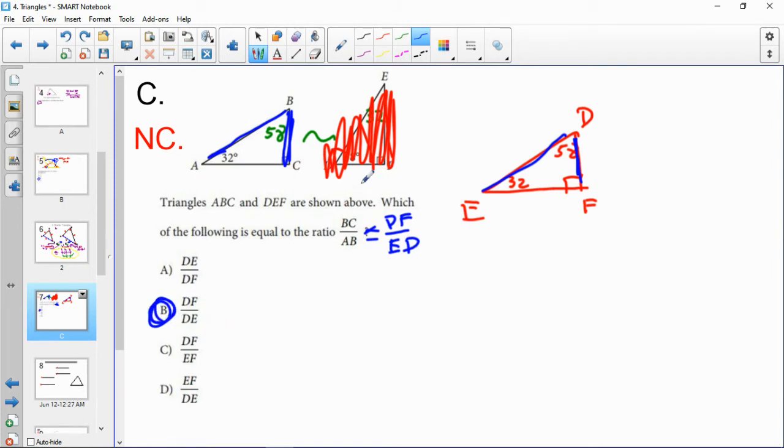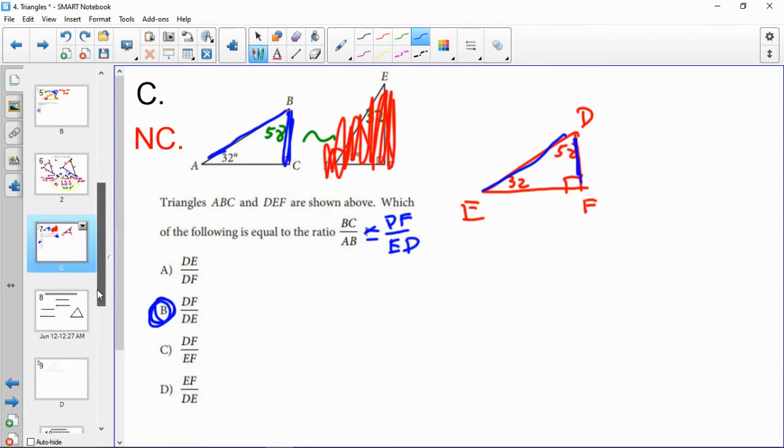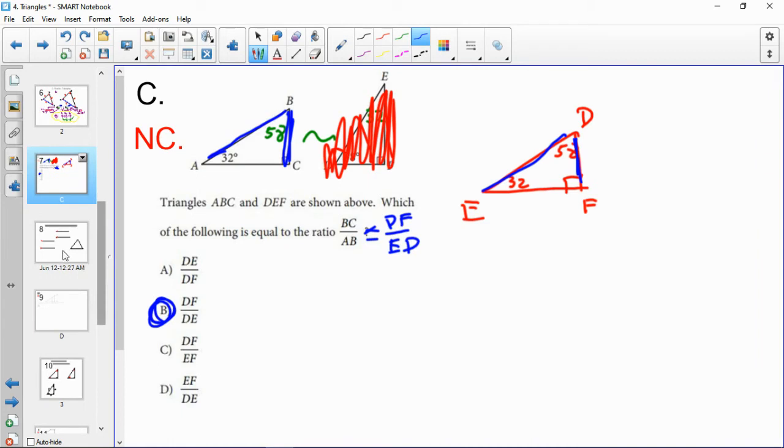And all we did was just re-represent a triangle so that it was nicer to look at. And that's also a skill you absolutely want to practice when you're dealing with triangles. And now let's move on to the next concept.